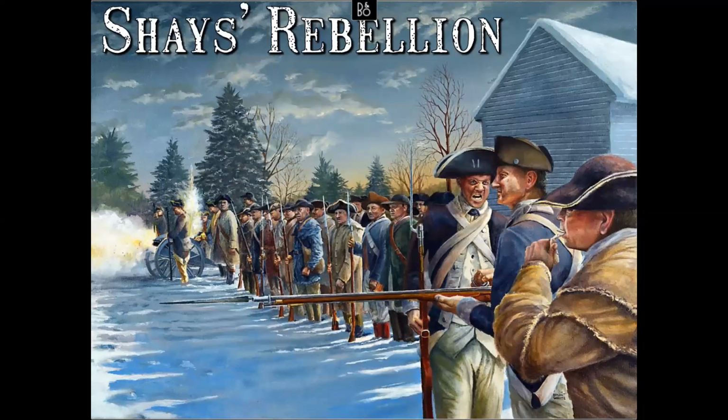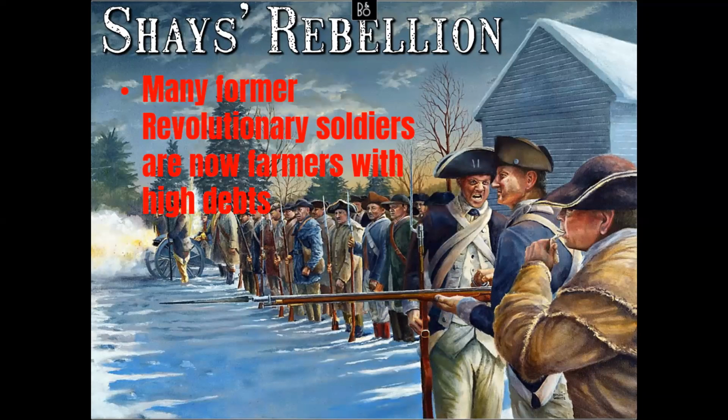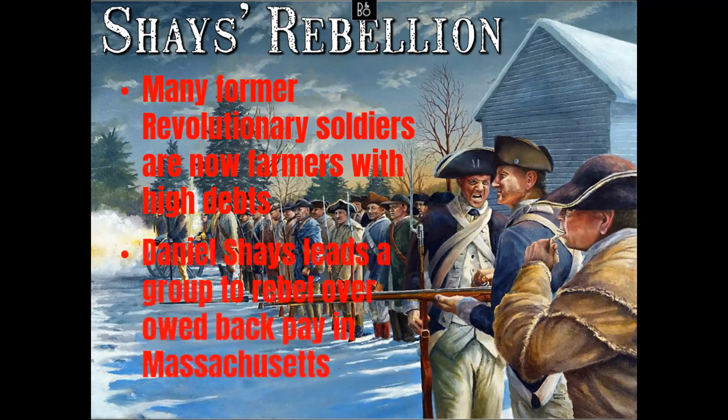All right, so the problems really come to a head with something known as Shays' Rebellion in Massachusetts. Most of the men that fought the Revolutionary War, the soldiers, came home from the war and took out loans to start farming. And now a lot of them are in debt. So now they're trying to make a living after the war, and they're in debt. Daniel Shays leads a group to rebel over back pay owed in Massachusetts. Most of the states would pay them for fighting the Revolutionary War, or they would excuse some of their debts. But Massachusetts, on the other hand, did not do that. They never paid their soldiers, and that infuriated them. It also infuriated them when Massachusetts started throwing these soldiers in jail and debtors' prison for not paying their debts. So Daniel Shays is the one leading this uprising.